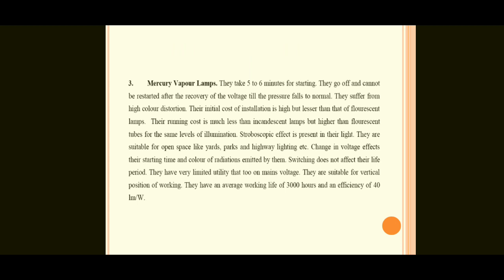The stroboscopic effect is present in this lamp, like incandescent lamps. They are suitable for open spaces like parks and highway lighting, etc. Change in voltage affects their starting time and the color of radiations emitted by them.